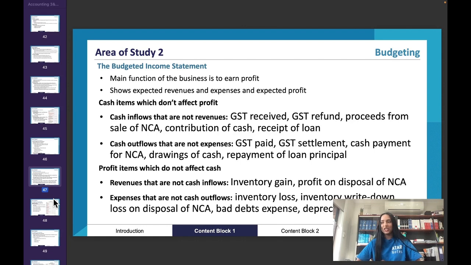Okay, moving on. Our budgeted income statement shows the expected revenues and expenses and thus the expected profit or loss. It's important that you're aware of which items affect cash but not profit and which items affect profit but not cash. And that goes back to the topic that you did earlier this year called profit versus cash. So understanding that profit and cash are separate performance areas of the business. There are some transactions that will only affect cash and not profit, some transactions that will only affect profit and not cash, and some transactions that will affect both but by different amounts.